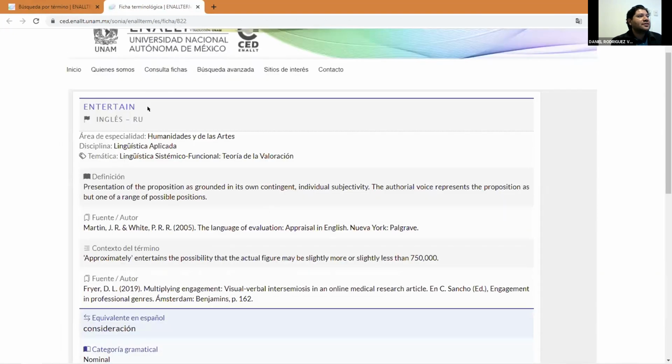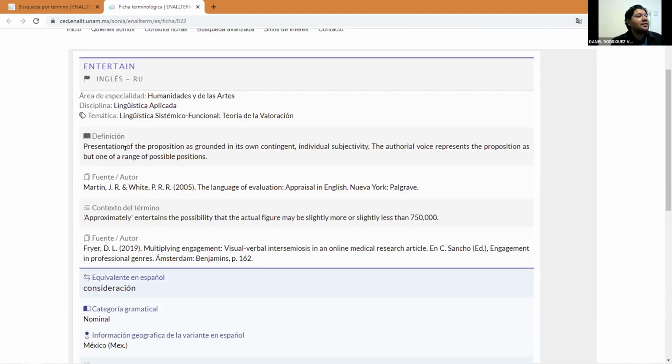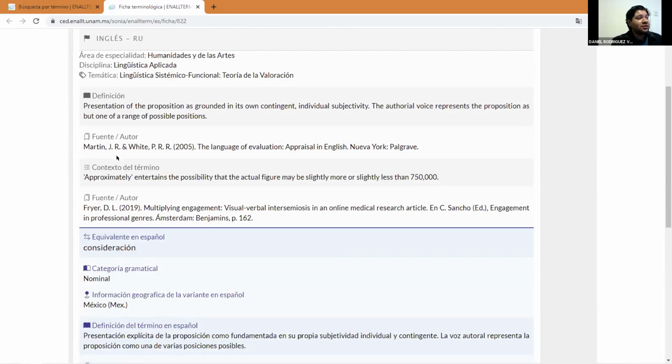So here we have it. We have the term, originated or coined in English, area, humanities and arts, discipline, applied linguistics, topic, systemic functional linguistics and appraisal theory. The definition, it says entertain. The definition is presentation of the proposition as grounded in its own contingent individual subjectivity. The authorial voice represents the proposition as but one of a range of possible positions. The source of the definition is Martin and White, 2005.